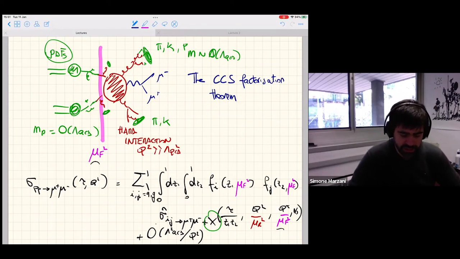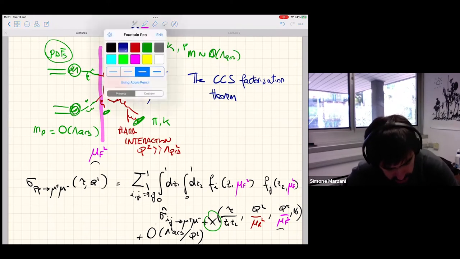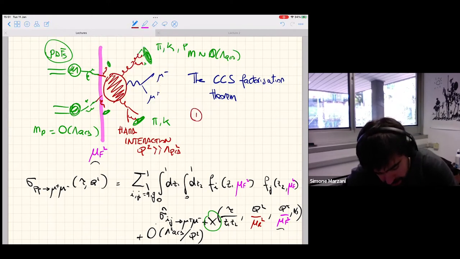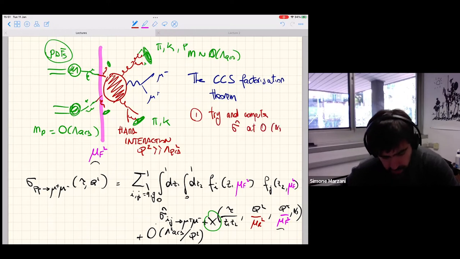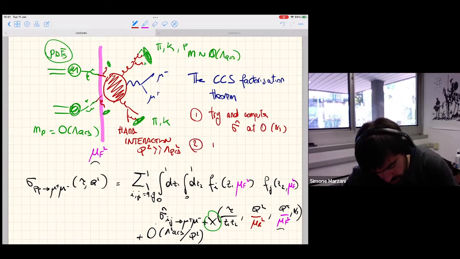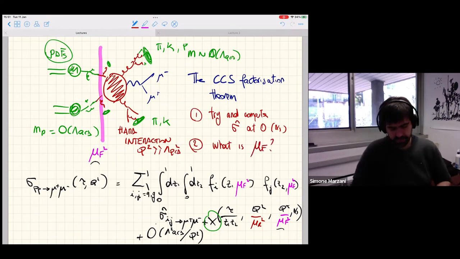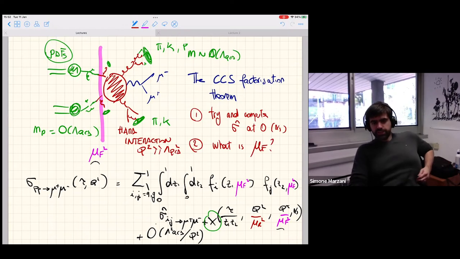Okay, I told you that we want to do two things, which will turn out to be related. One is to try and compute sigma hat at order alpha_s. We did it for alpha_s or alpha_z. Two, what is mu_F? Okay, so these are the two things I will try to do.